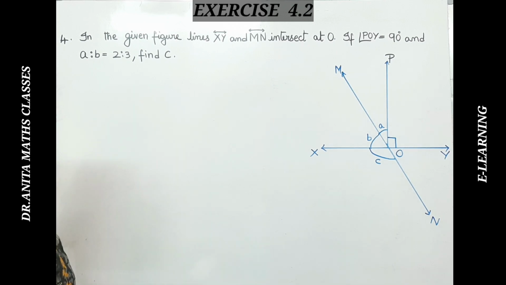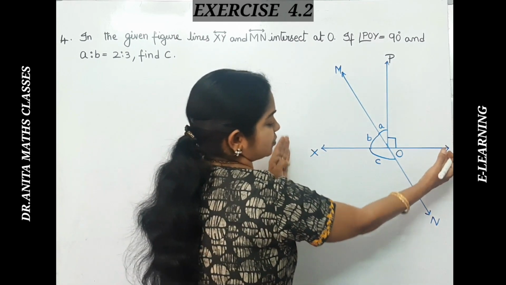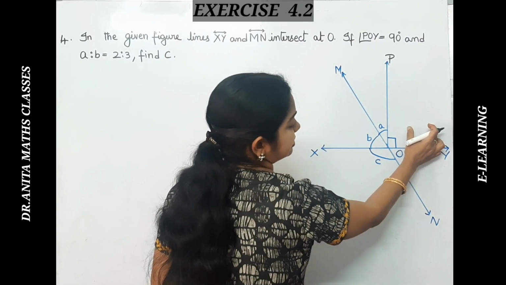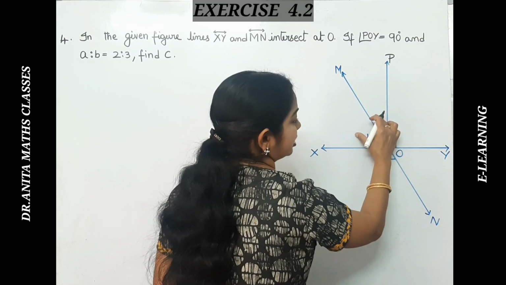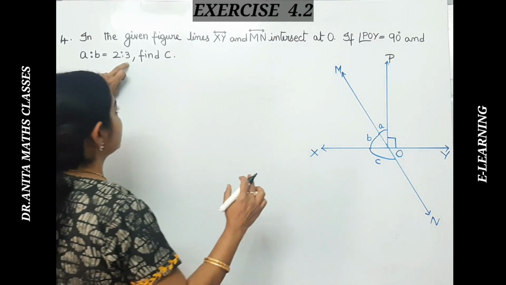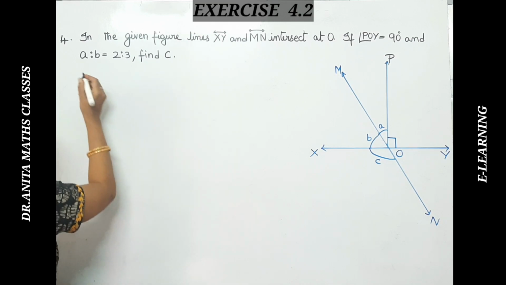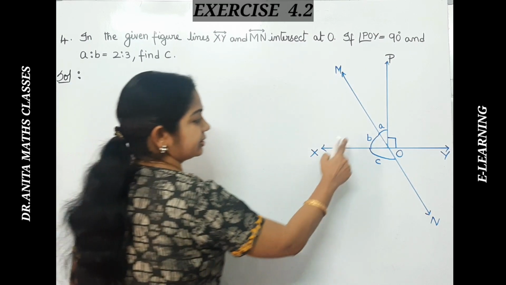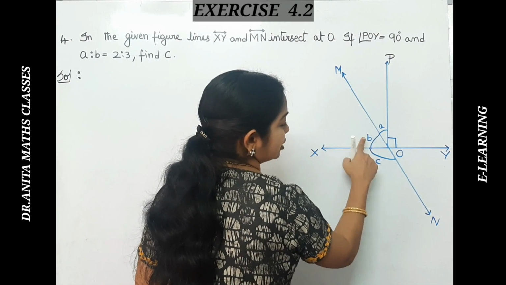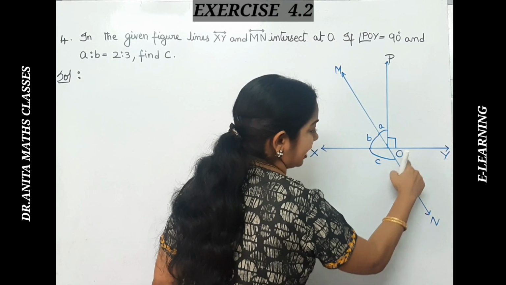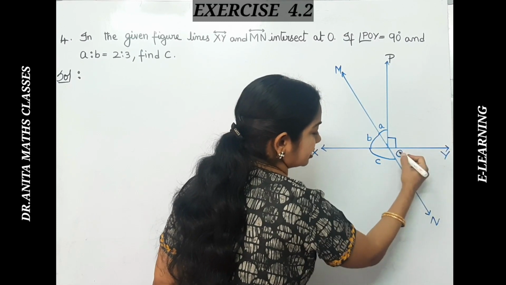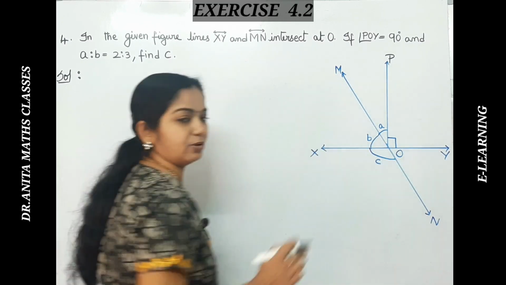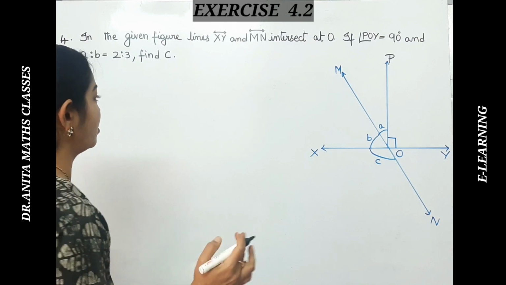So with the given information: XY and MN are intersecting lines, right? This angle is 90 degrees and the ratio of these two angles is 2 is to 3. Here we will start with intersecting lines. When two lines are intersecting, this angle B and this angle YON, we can write these two angles will become vertically opposite angles. So vertically opposite angles are always equal.